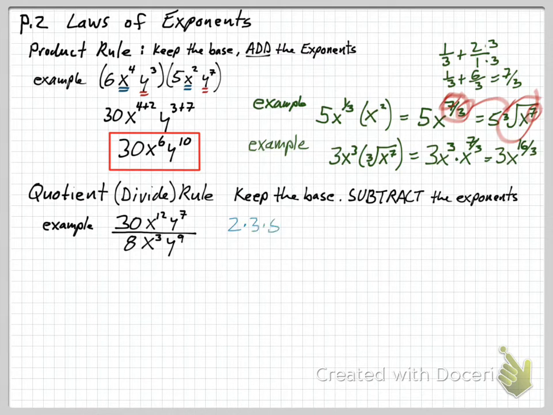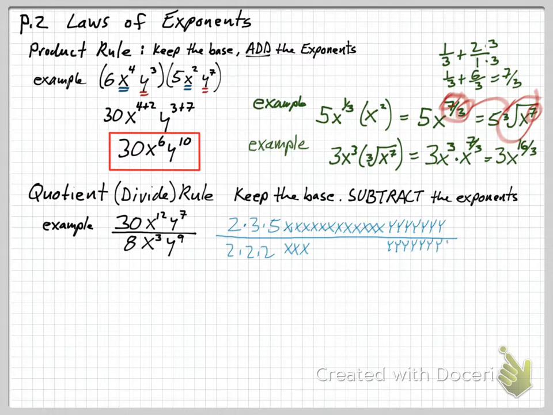Okay, so I'm going to factor everything. There's the 30 factored. The x to the 12th power literally means 12 x's multiplied together, just like 7 y's multiplied together. Okay, and then I'm going to do the same thing in the denominator. Okay, now what's going to happen next? Well, I see some terms that are divided by themselves. I see a 2 divided by a 2. I see 3 x's divided by x's. What's anything divided by itself? Well, it's just 1.